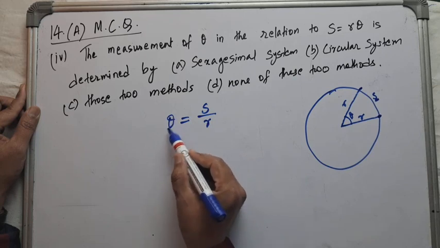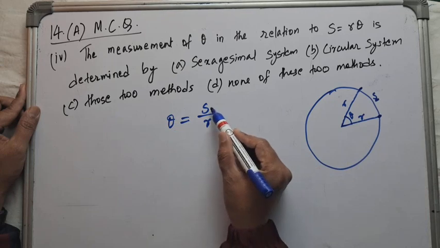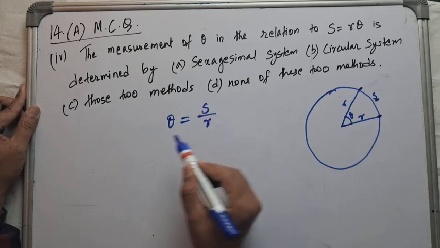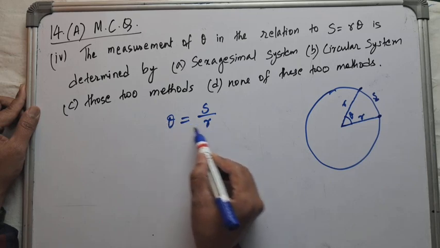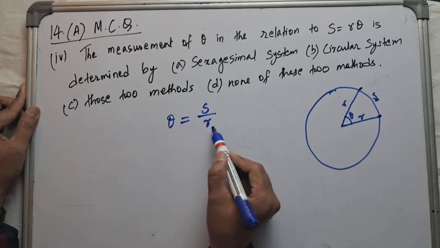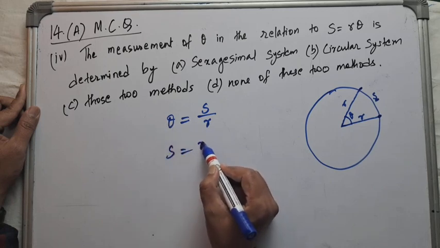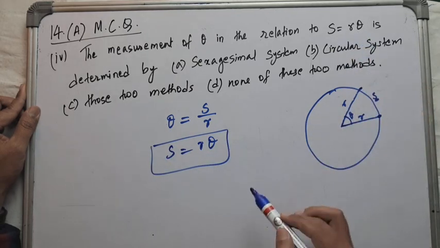Theta is the angle subtended at the center, okay. Theta is equal to length of the arc divided by radius of the circle. And from this relation only we got r into theta. We can cross multiply this, isn't it? So s equal to r into theta is r theta. So this is the relation how we got this, s equal to r theta.